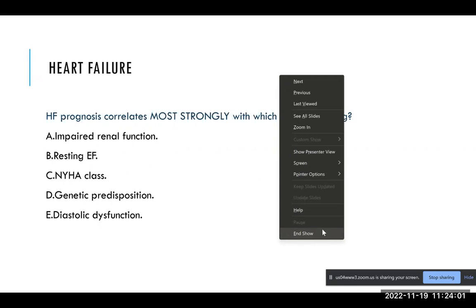So probably next week, Dr. Faisal will have a lecture about acute decompensated heart failure.